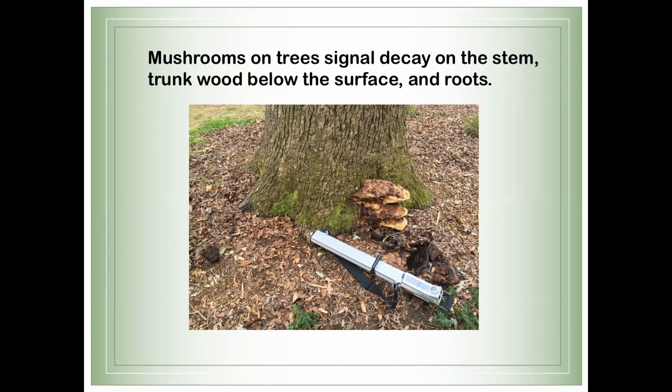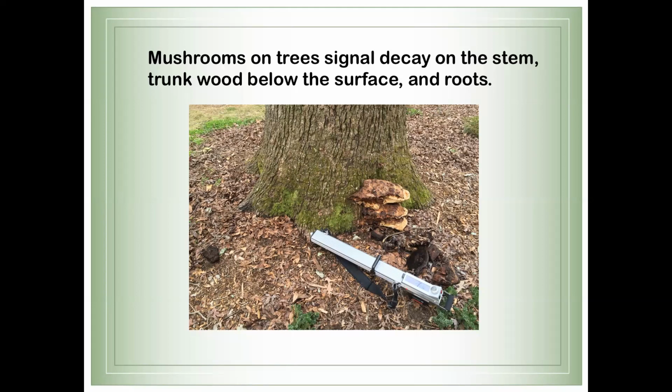The tool that you see here is called a resistograph. It's a tiny, tiny drill bit, 1/16 inch in diameter. It drills into the tree. It's a slightly invasive tool. It drills into the tree and records the resistance to that drill bit going into the tree, and it comes out in a graph form, sort of like an EKG.